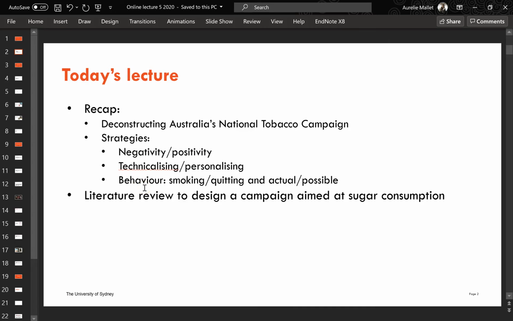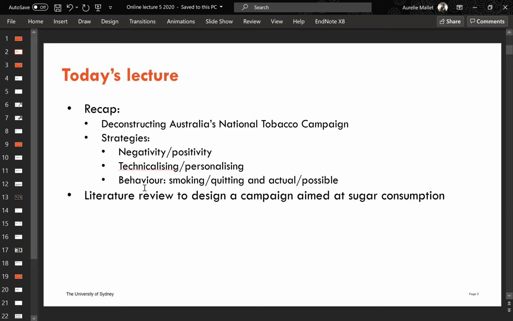Today we'll start with a recap of what we did last week, looking at deconstructing Australia's national tobacco campaign, and looking at the three sets of strategies that we can use to deconstruct the campaign, but that we'll also use to design material for a campaign aimed at sugar consumption. And then today, the bulk of what we'll do is going to be about looking at the kinds of literature that we need to review to design a campaign aimed at sugar consumption.